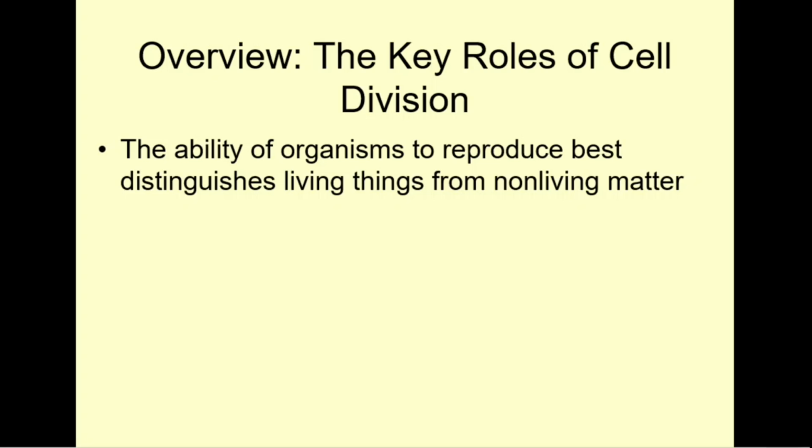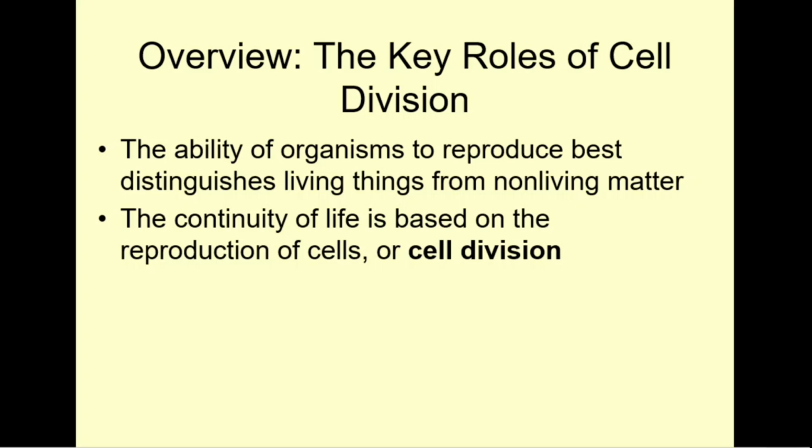The ability to reproduce is very much tied in with cell division. We also find that the continuity of life, both for an individual and for the species as a whole, is based on the reproduction of cells. So this is cell division. If you want to reproduce, as humans, we're sexually reproducing organisms. To enable us to reproduce sexually, we have to produce gametes or sex cells, eggs in females, sperm in males. We'll look at that more in the next session. That's a process called meiosis, the production of sex cells or gametes.